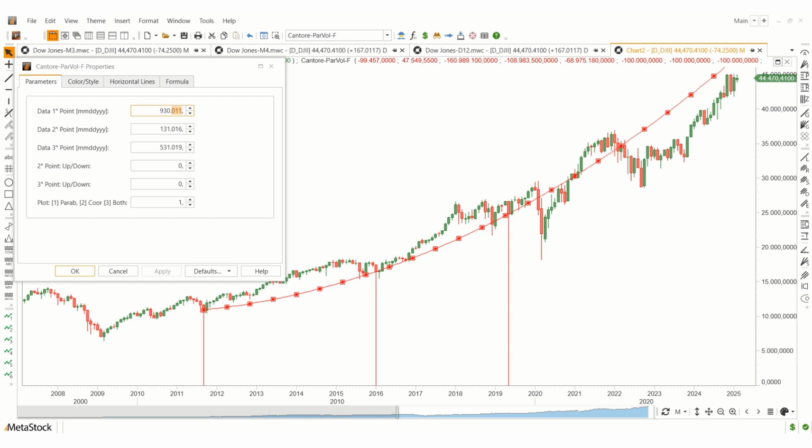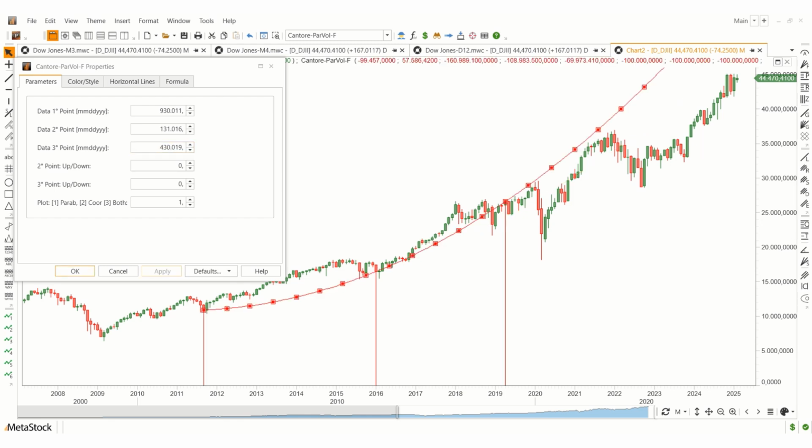For the second point, we see January 31st, 2016, and finally for the third, as a default point, the Cantore ParVol F add-on proposes May 31st, 2019. Clearly, these data can be easily changed. For example, we can anticipate the date of tangency of the third point by a month, and here the vertical parameter will change position slightly.